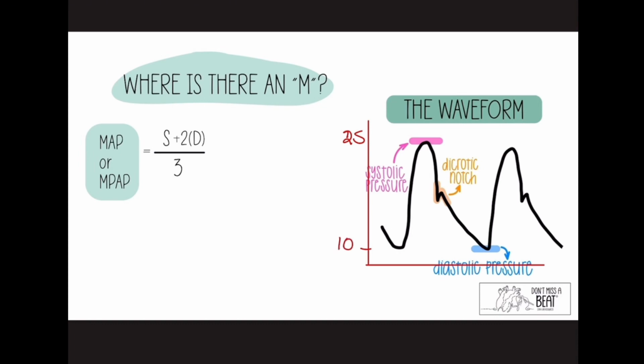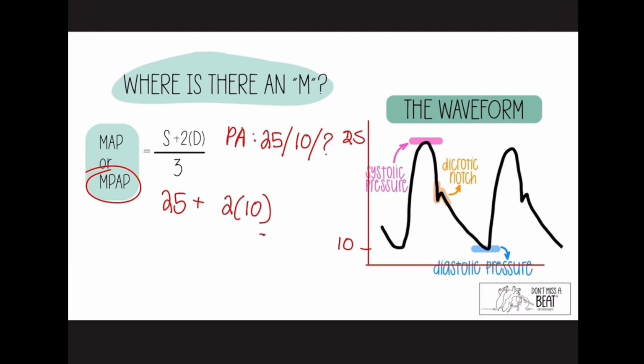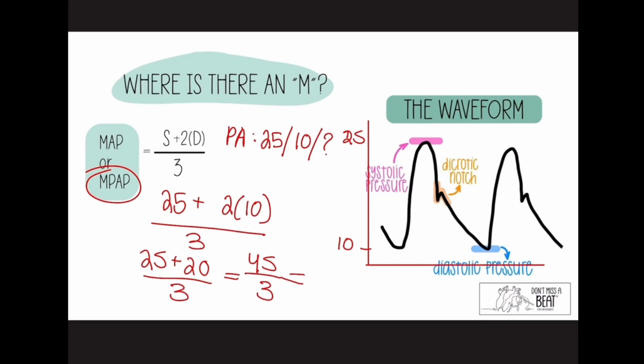So let me say my systolic pressure for PA was 25, my diastolic pressure was 10. What is my MPAP? It is 25 plus 2 times 10, which is 20, over 3. So that's 25 plus 20 over 3, which is 45 divided by 3, which is, I don't do mental math, so on the computer, 15 millimeters of mercury. So you would report it as 25, 10, 15. Okay, so I hope that helps as an example. And then we'll look at a real waveform in a moment.